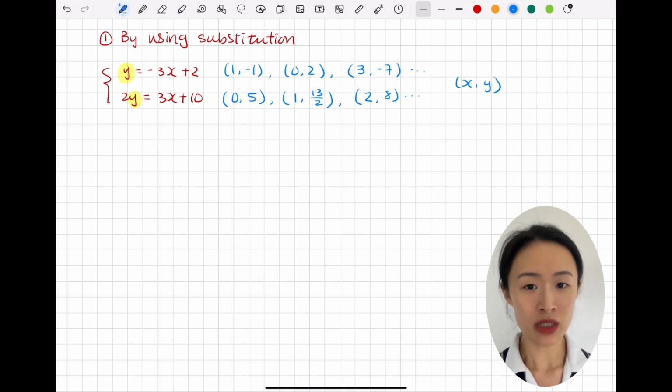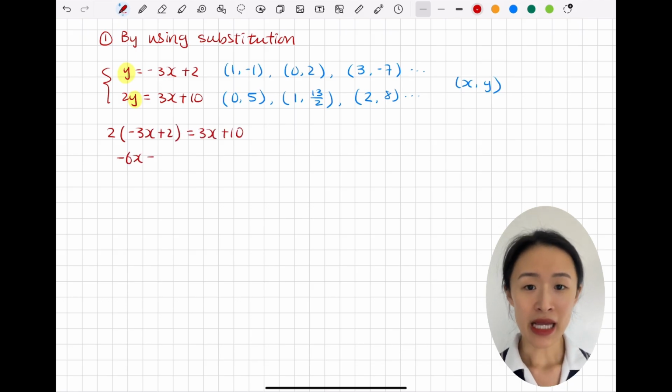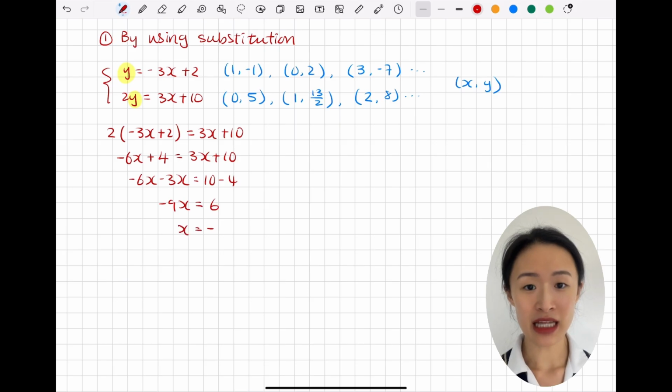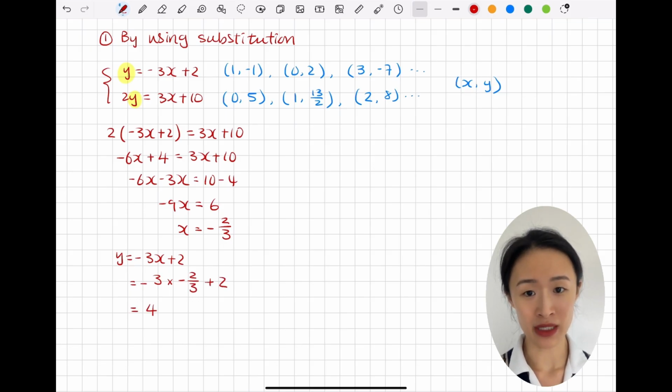Negative 3x plus 2 equals y. The first y is the same as the second y, so I'll get an equation with only x. By expanding the brackets and solving the equation, what we have here is x is negative 2 over 3. And because y is negative 3x plus 2, and we worked out x is negative 2 over 3, by substituting x into the first equation, I will be able to find y. Negative 2 over 3 and 4 is the point I'm looking for.